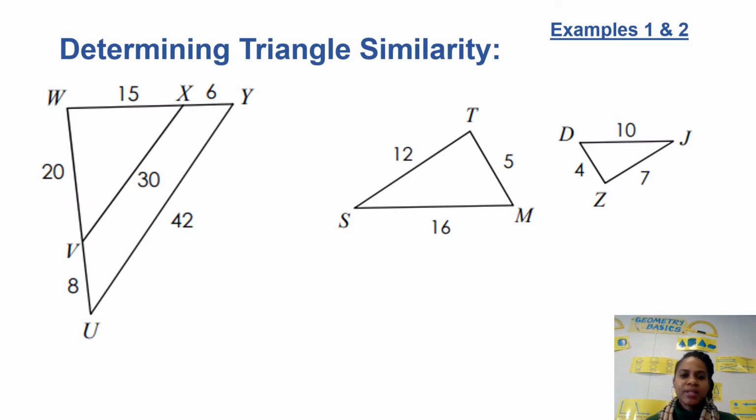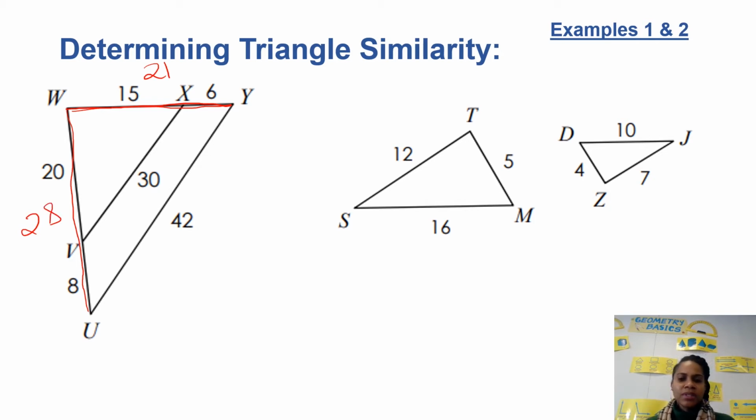Let's look at these two examples here. So the first one, example 6, we have a smaller triangle within a larger triangle. So the first thing you want to do is figure out the length of the sides of the larger triangle here. So the length of WY would be 15 plus 6, so the length of this side would be 21. And for WU, the larger triangle, we add 20 plus 8, so the length of this entire side is 28.